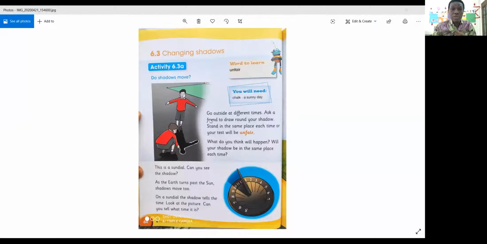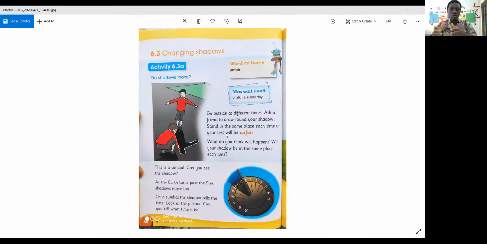So they ask us to go outside at different times and ask a friend. If you go outside, you stand like a tree, like a puppet, always at the same time, at the same position, and you ask a friend to draw your shadow with chalk. Stand in the same place each time. You must be at the same place each time. Otherwise, your test will be unfair. It means it will not be just. It will not be the same as before, and in that case you cannot compare.